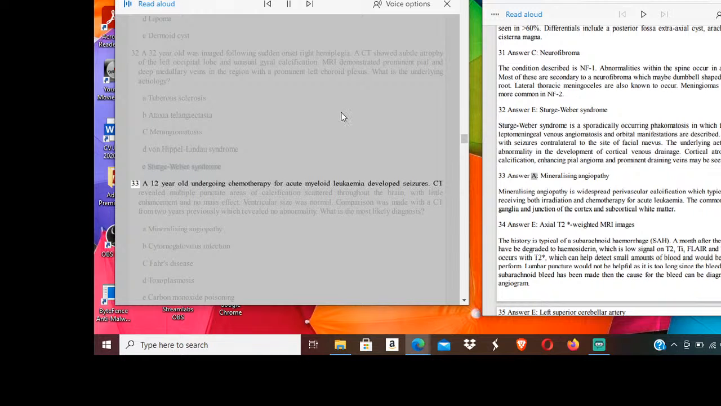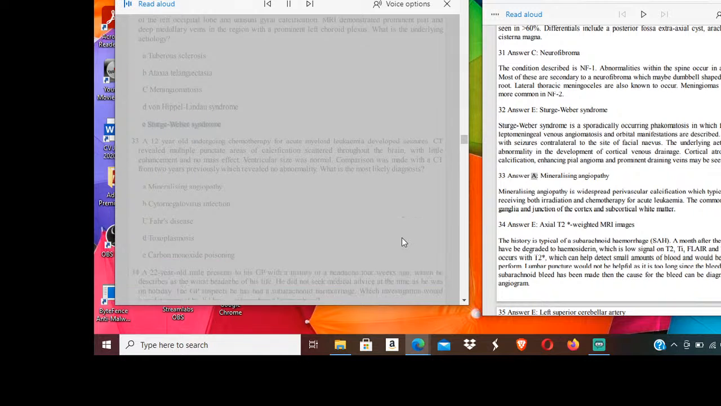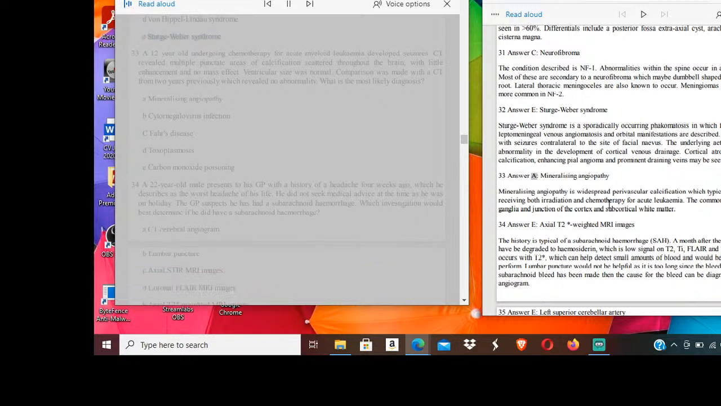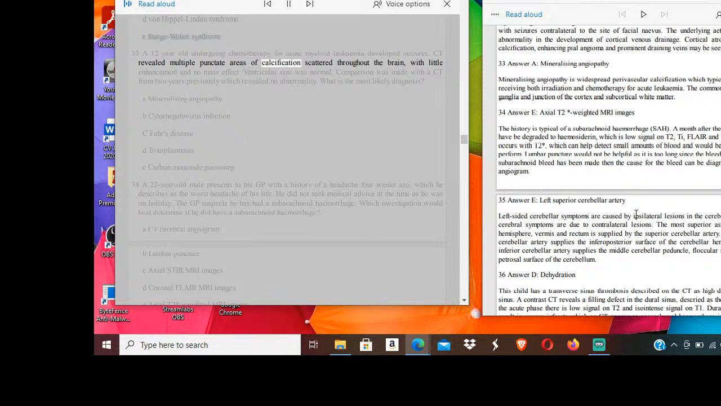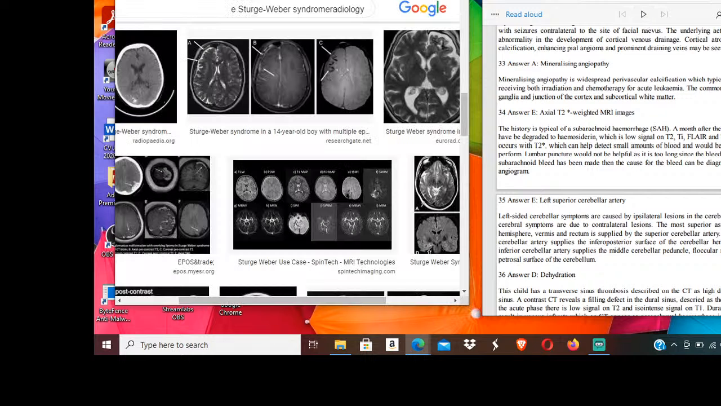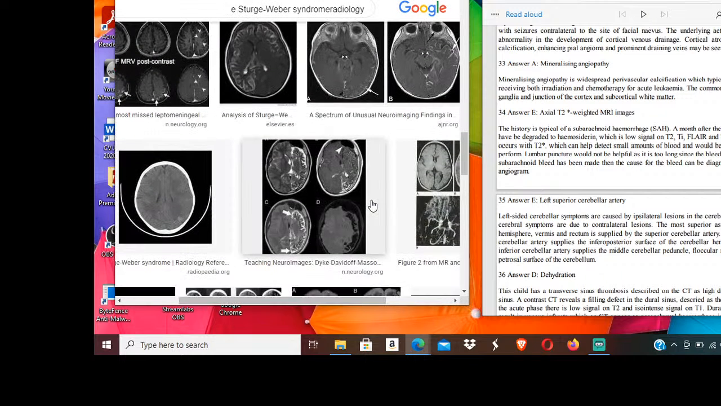Syndrome E. Sturge-Weber syndrome. 33. A 12-year-old undergoing chemotherapy for acute myeloid leukemia developed seizures. CT revealed multiple punctate areas of calcification scattered throughout the brain, with little enhancement and no mass effect. Ventricular size was normal. Comparison was made with a CT from 2 years previously which revealed no abnormality. What is the most likely diagnosis?